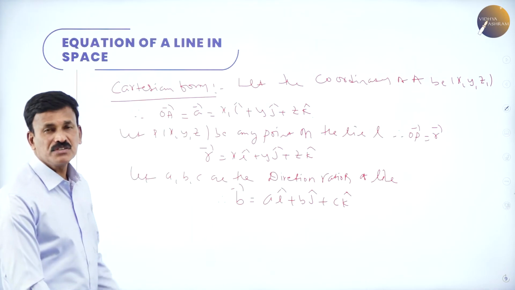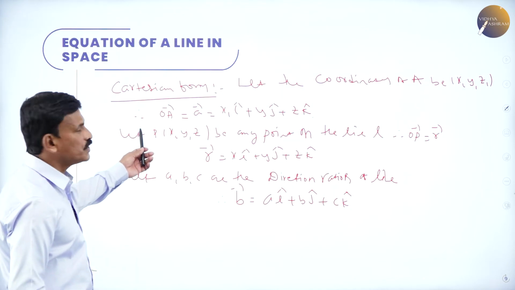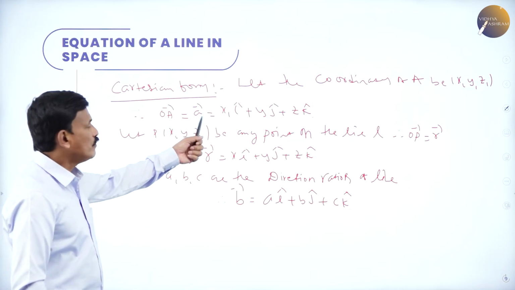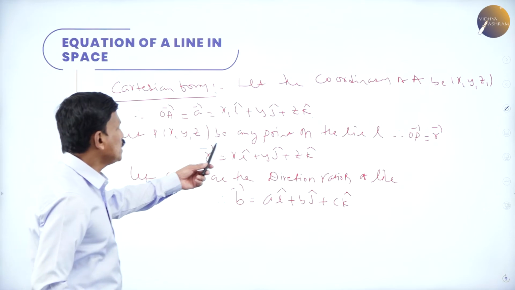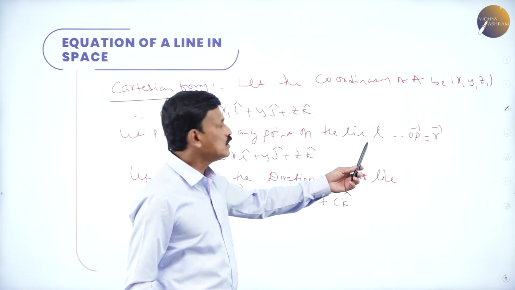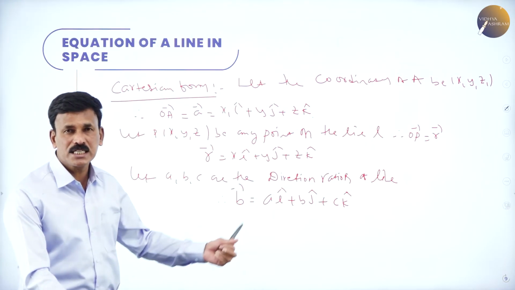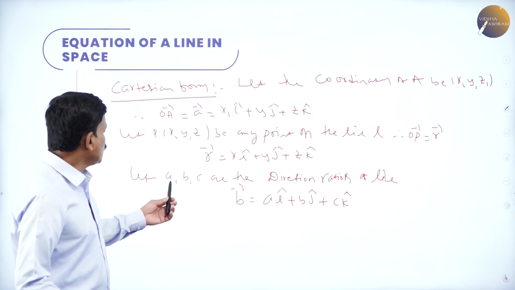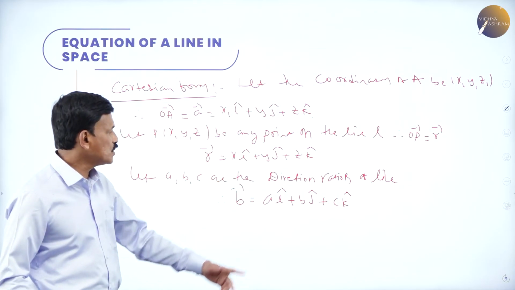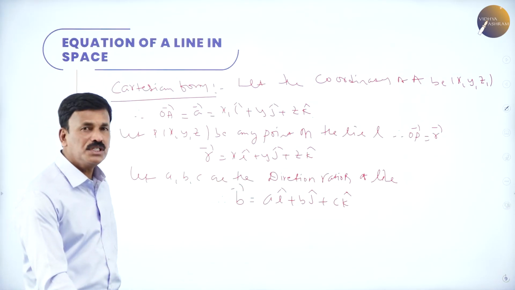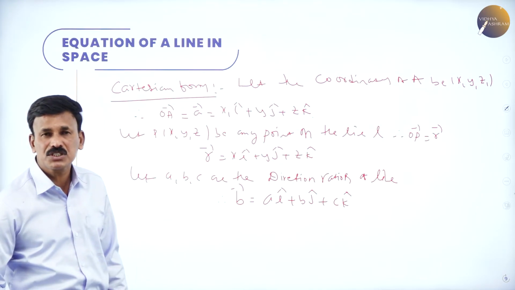To find the Cartesian form of the equation of a line, let the coordinates of the point A be x1, y1, z1. Therefore the position vector OA = vector a = x1i + y1j + z1k, and let P(x, y, z) be any point on the line L. Therefore vector OP = r = xi + yj + zk. Let a, b, c be the direction ratios of the line. Therefore vector b = ai + bj + ck. If you want, you can also consider l, m, n as the direction cosines.